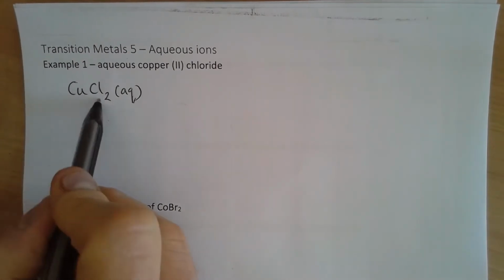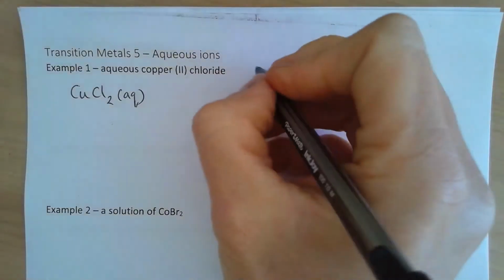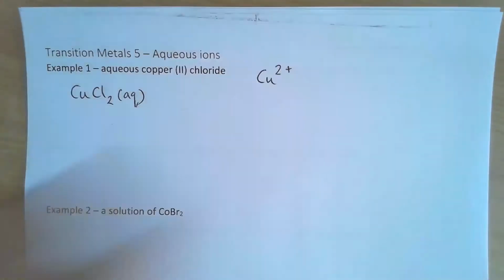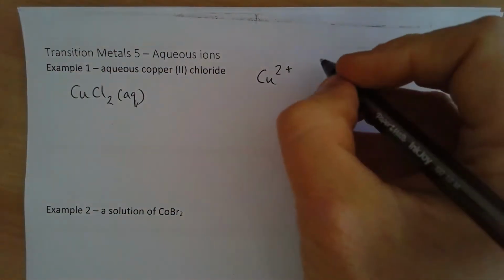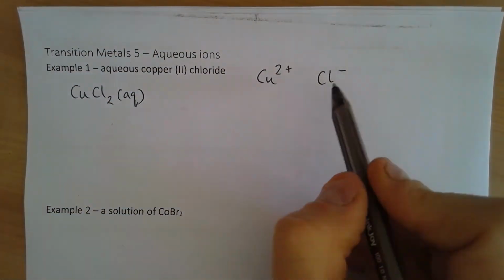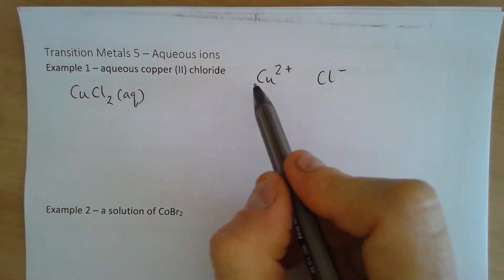How have I come up with CuCl2? Well, remember that the Roman numeral 2 tells us that copper is in a 2+ oxidation state. We know that chloride ions have a single negative charge, so I need 2 chloride ions for each copper ion in this case.